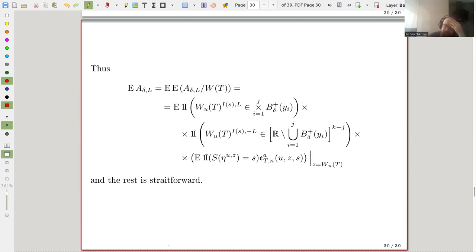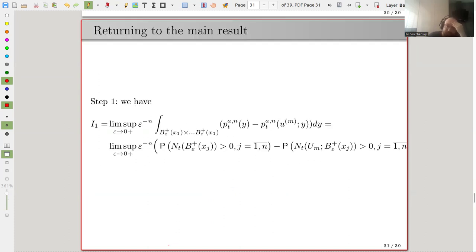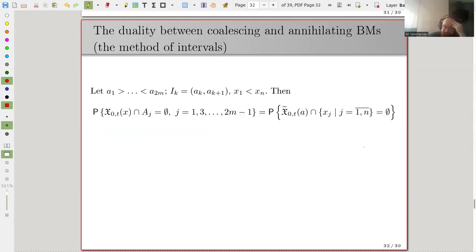In case someone is interested in details, please check the thesis. So now we're returning to the original result. We arrive again at this expression where we should work with probabilities. And the idea is exactly as in the case where there is no drift.